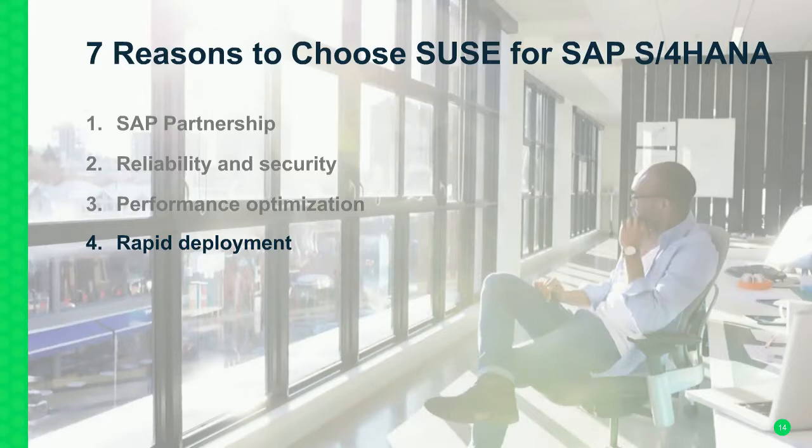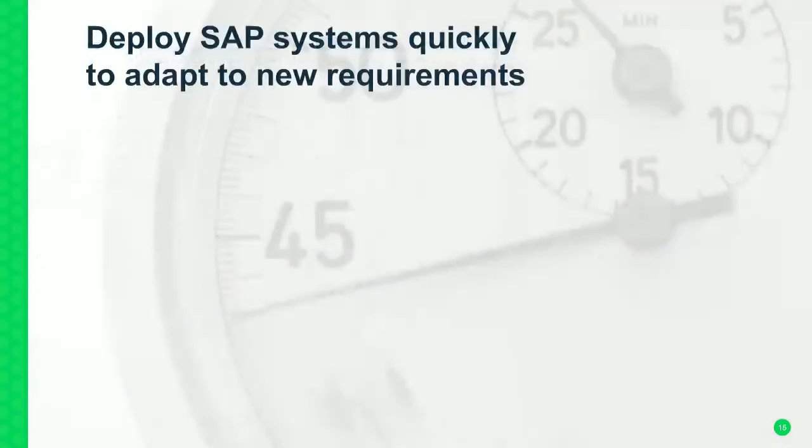Reason number 4, rapid deployment. If you're going to be a really agile enterprise, you need to have an IT infrastructure that has the speed and the flexibility to quickly deploy any new services that you want to offer. So SUSE supports SAP S4HANA deployment speed in 3 different ways.